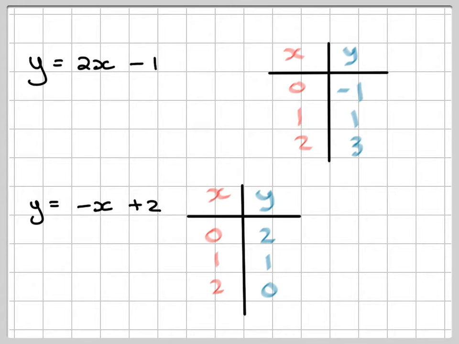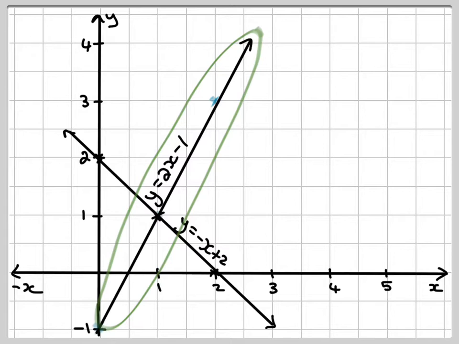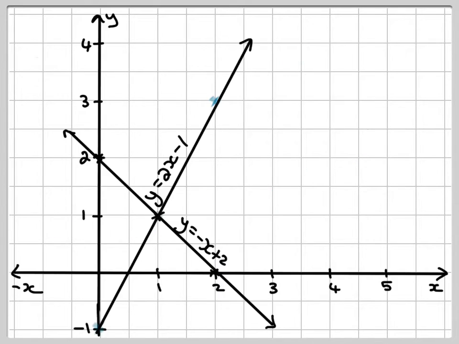So here we have this equation, y equals 2x minus 1. And if we were to plot it using these values, it would look like that. Okay, right? And then we have this equation, y equals minus x plus 2. And if we were to plot it using these values, it would look like that. Right. Now you can see we have a point of intercept right here. That's where they intercept.